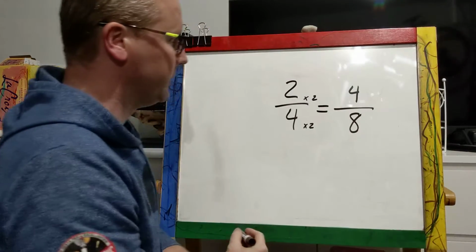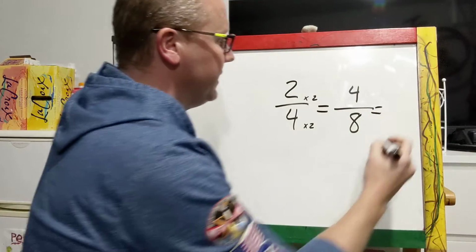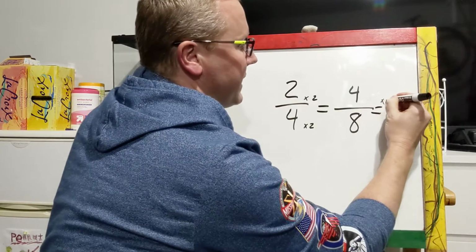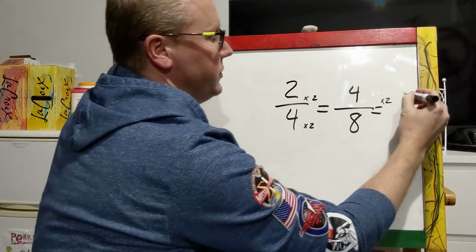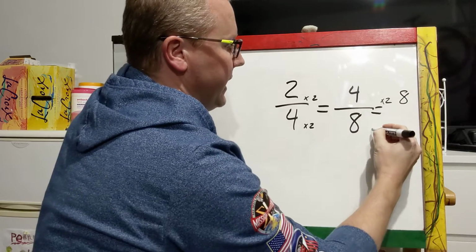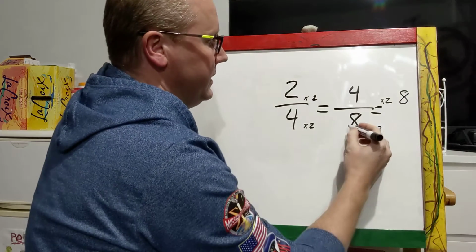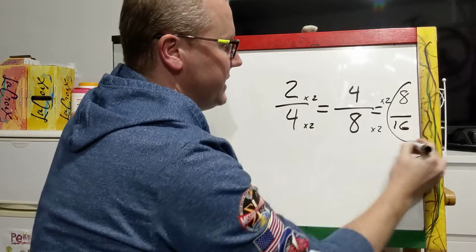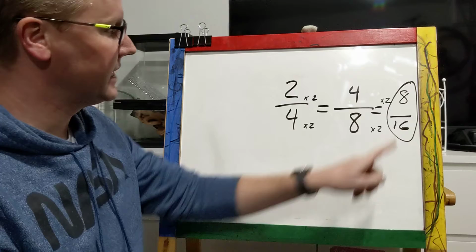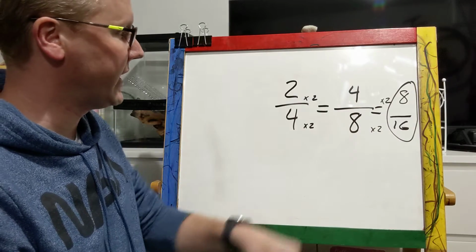They are equal. And you can do that again. You can multiply by 2 again to make another equivalent fraction. So 4 times 2 is 8, and I'm going to times the bottom by 2 again. 8 times 2 is 16. So 8/16 is an equivalent fraction to 4/8.